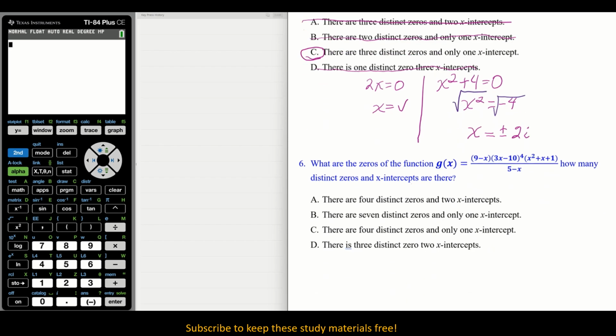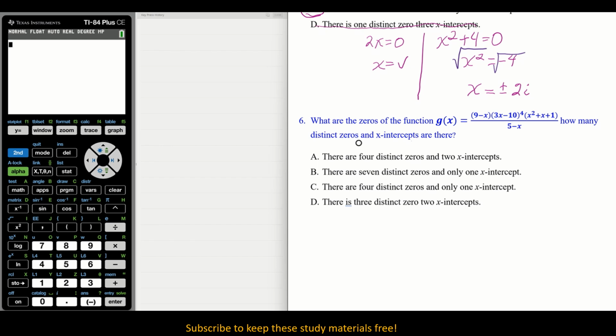All right, now let's look at number 6. What are the zeros of the function g of x? Well, again, if we're going to look at the zeros, we only look inside each one. Now be careful. You're looking at the degree of the items inside the parentheses. Do not look at the exponents. So that means the exponent of 4 is not an option. So the first one will be x equals 9. Okay. And the next one is x equals 10 over 3.